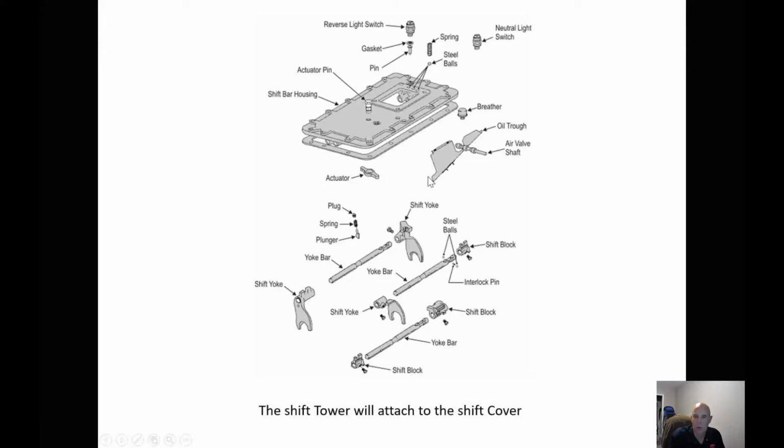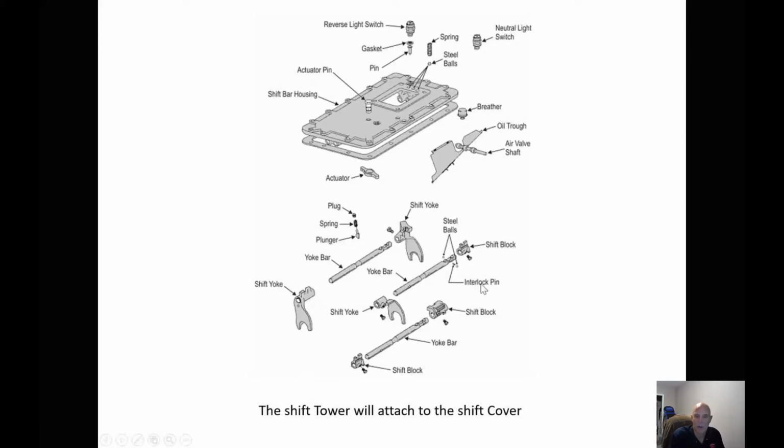Now, this is the oil trough I was telling you about. Because most transmissions are splash lubricated, oil will feed up and into this trough, and that trough will drain that oil into the front main set.